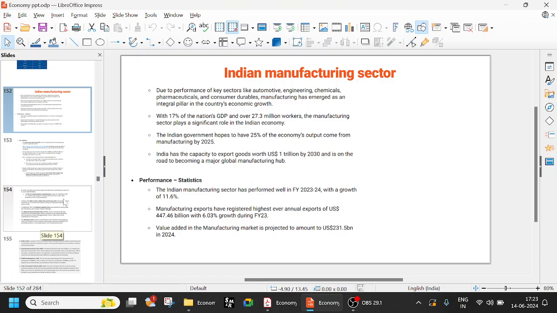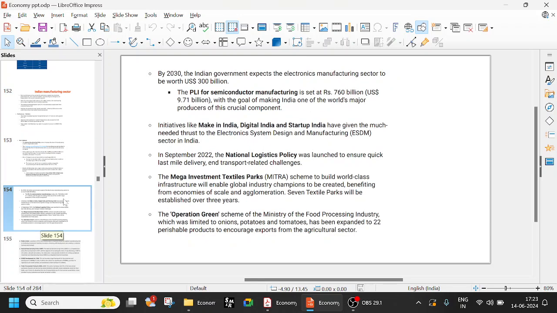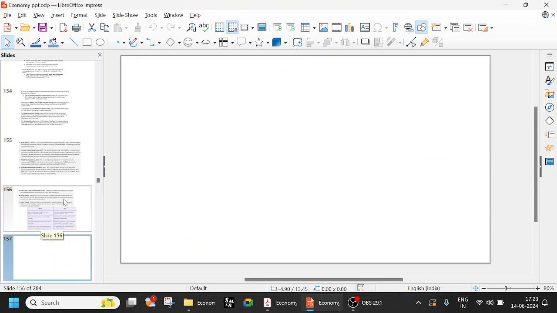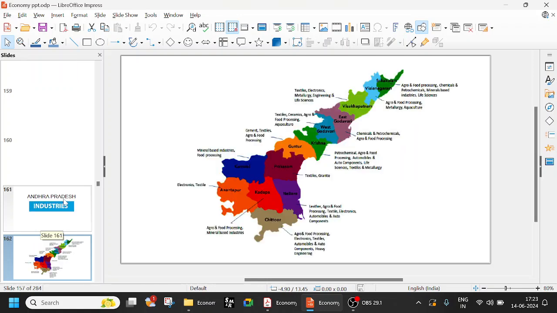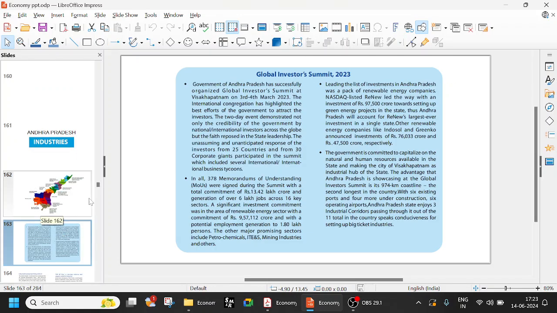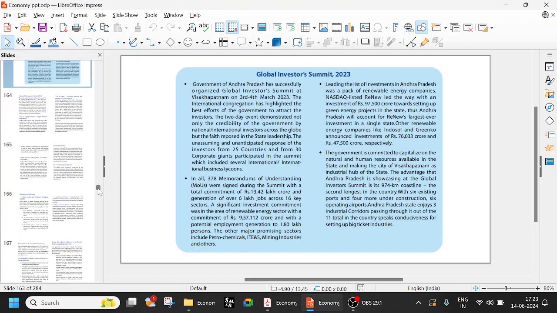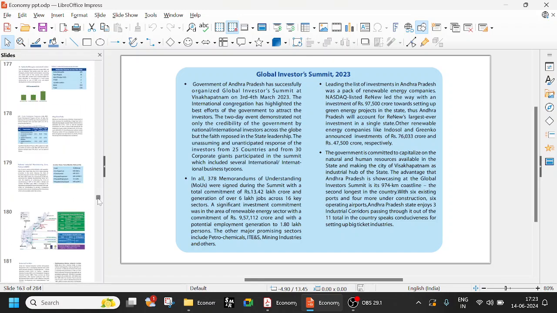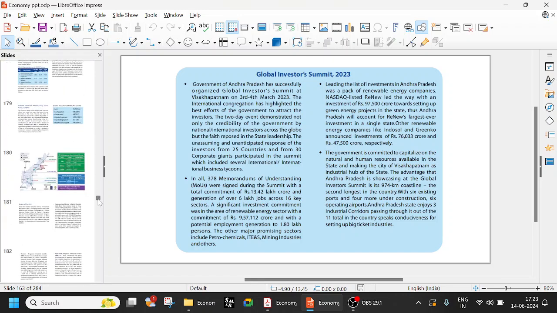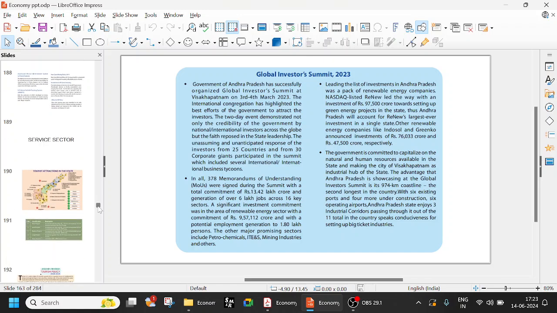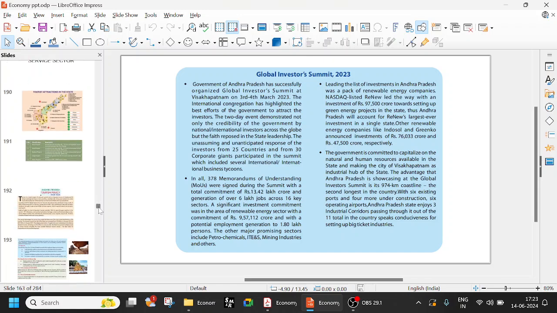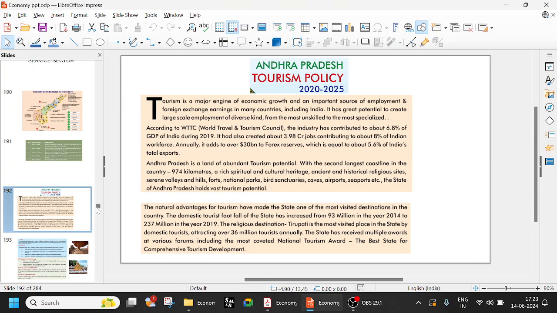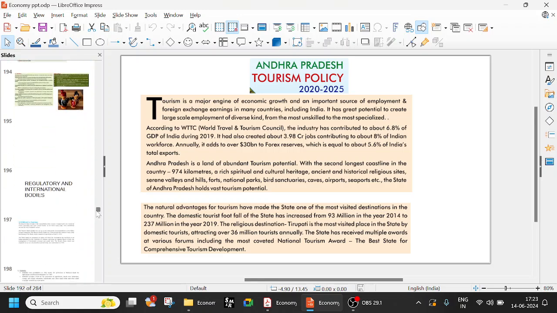In the internet, what is important, taking parts of it and putting it together. Then you have the industrial sector of Andhra Pradesh, whatever is there in the complete socio-economic survey, the complete industrial sector. So all three sectors are covered. Then after that, you have the service sector, tourism policy, Andhra Pradesh tourism policy. Whatever policies we encounter in the questions, I'll try to update here.